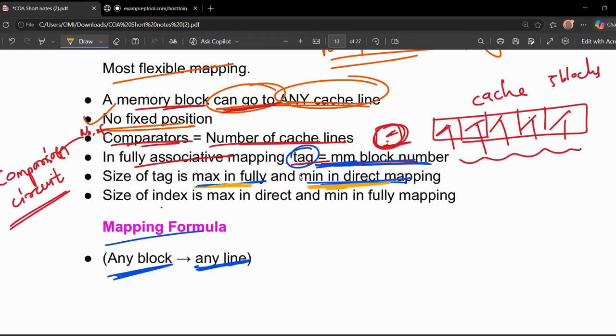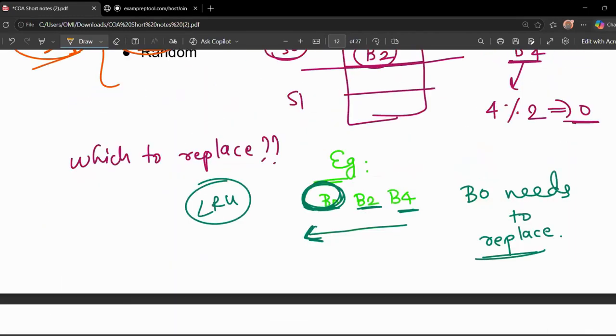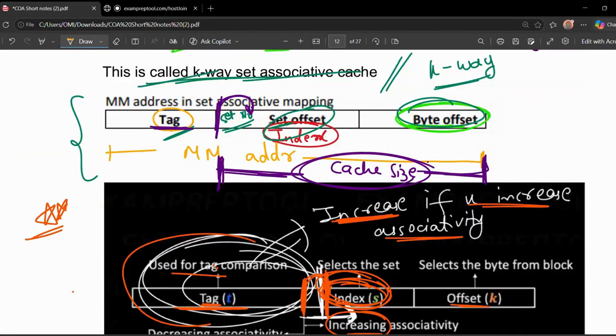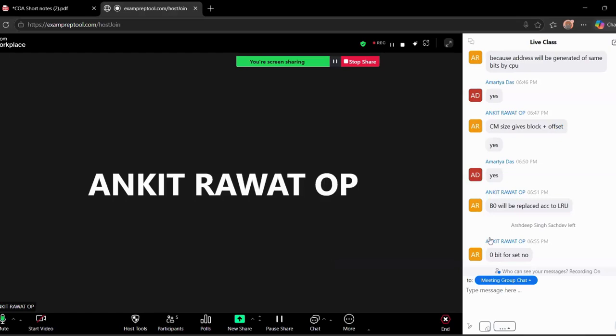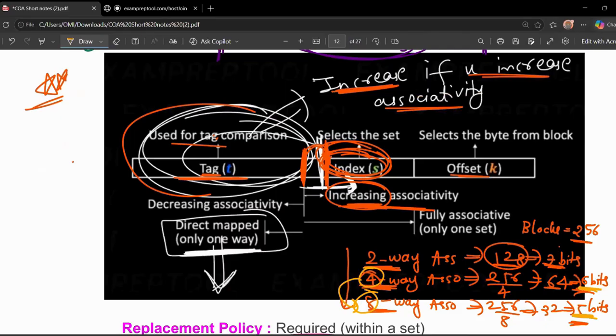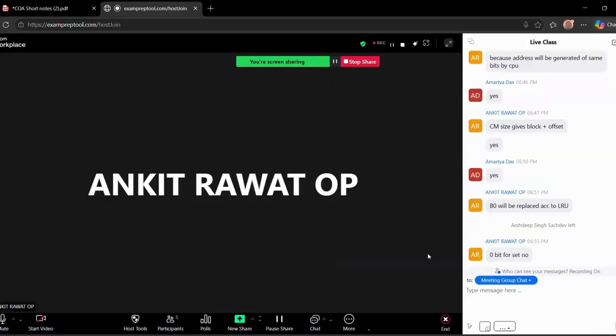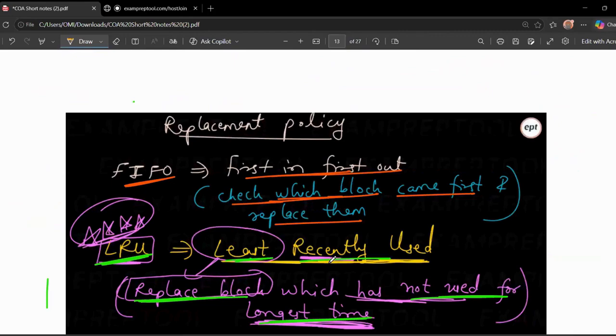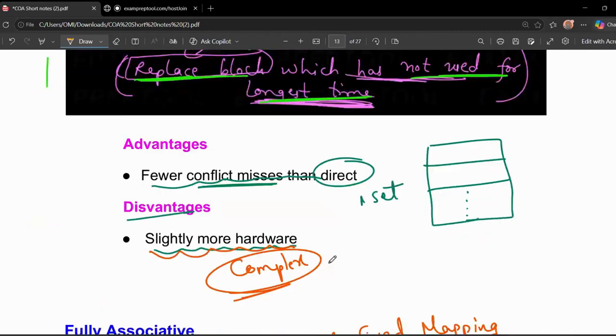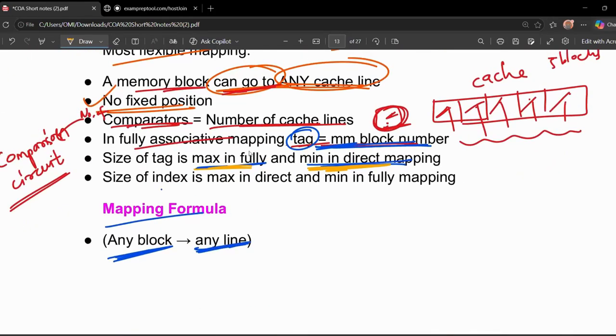Can someone tell why it is minimum in direct mapping? If you have listened to this concept carefully, you can easily know, because we discussed in set associative that based on this k value, the k-way associativity, these bits will be shifted. So the tag will increase. That's why in set associative it is not minimum, but it is minimum in direct mapping.